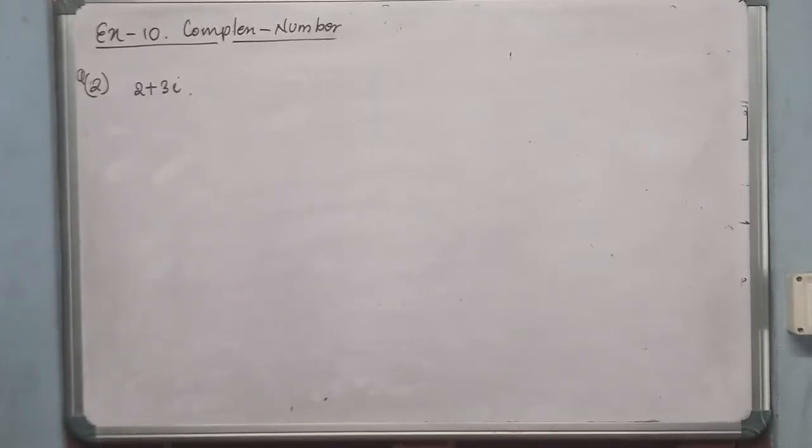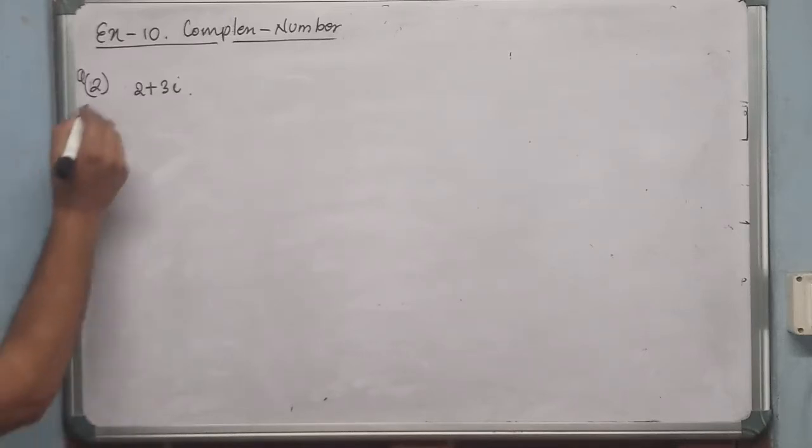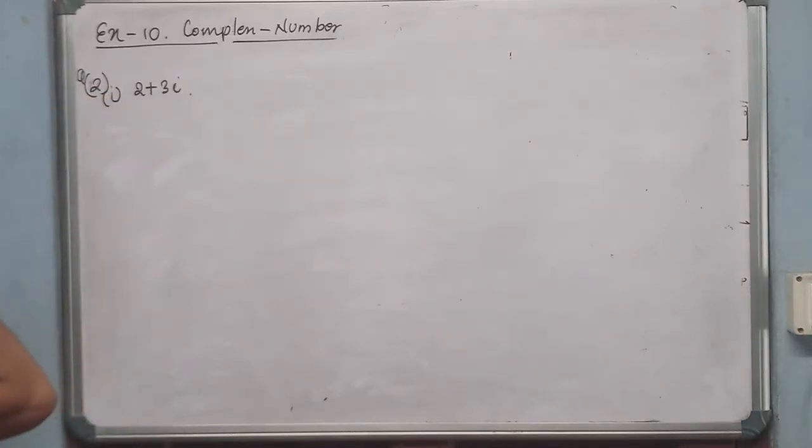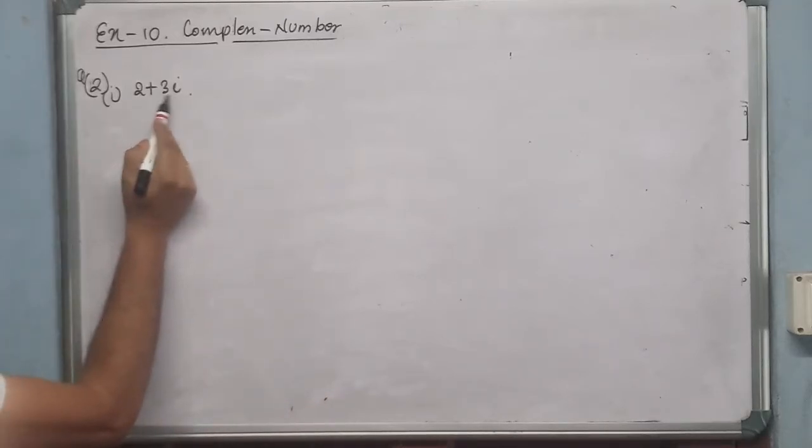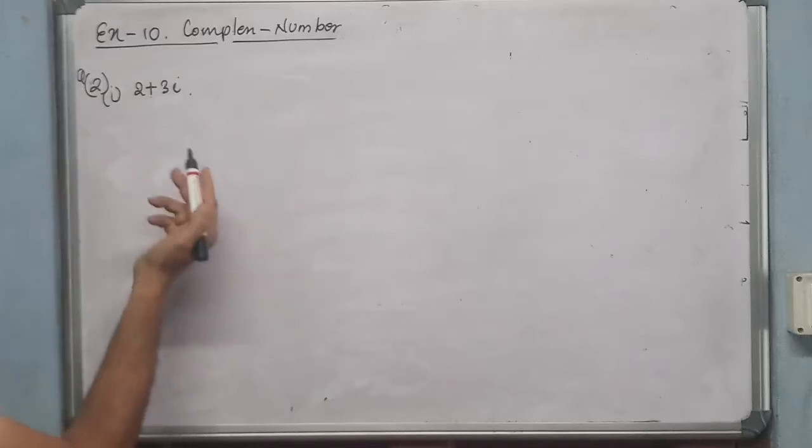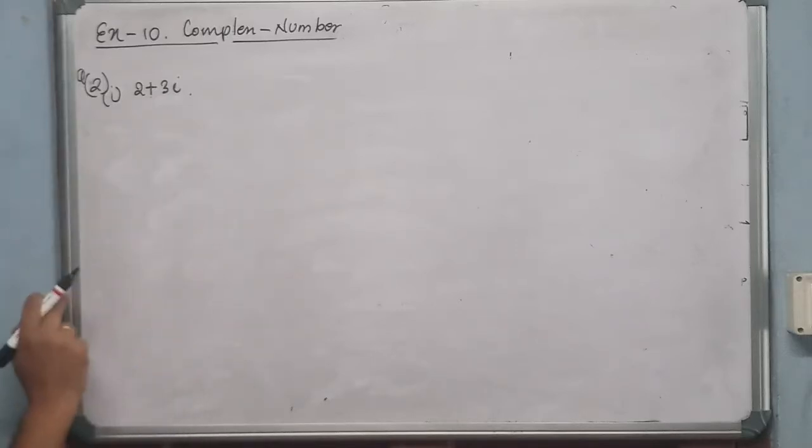Now question number 2, find the conjugate of the following complex numbers. The first, question number 2 part 1, is 2 plus 3i. To calculate the conjugate, what you have to do is just change the sign of the imaginary quantity. This one is the imaginary quantity. The sign of the imaginary quantity is plus, so its conjugate will be minus. You just have to change the sign of the imaginary part.